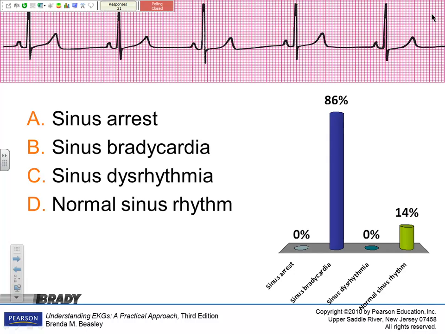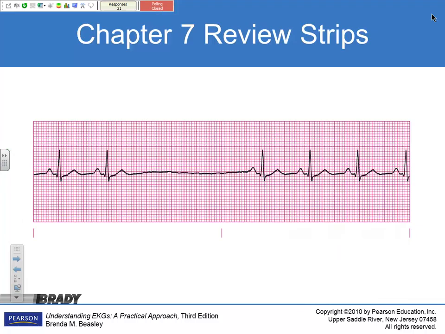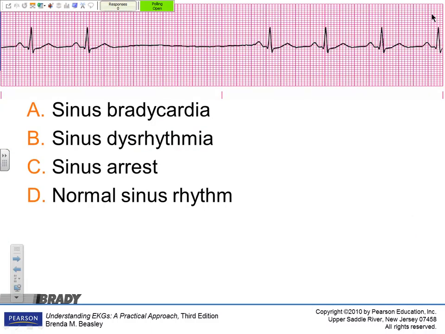Who called this normal sinus rhythm? What does it have to be for normal sinus rhythm? It's got to be at least 60. It's not. That's sinus bradycardia. All right, what's this?